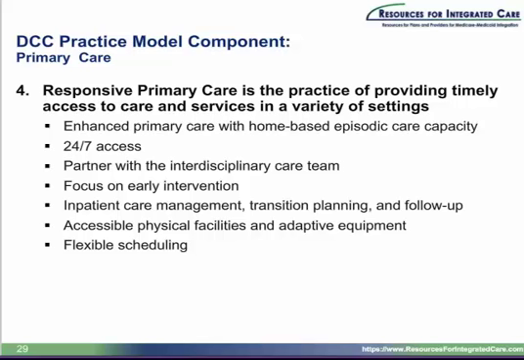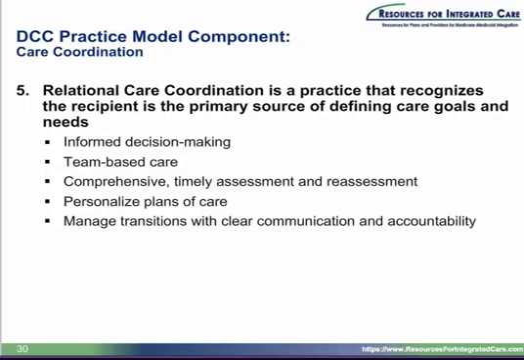Inpatient care management with aggressive transition planning and follow-up. As we all know, that's often where the greatest difficulties occur. And lastly, accessible physical facilities that ensure adaptive equipment and flexible scheduling. The 5th pillar is care coordination. Relational care coordination is a practice recognizing the participant is the primary source of the identification of care goals and priorities.